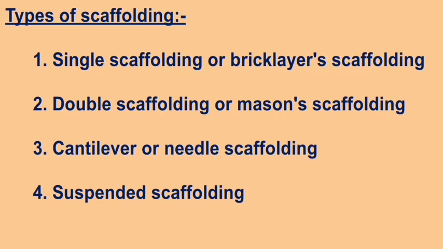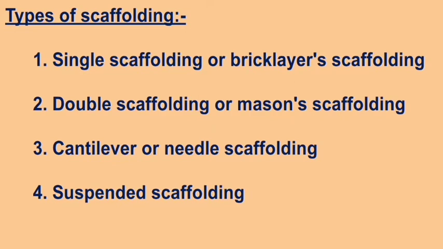Third one, cantilever or needle scaffolding. In this type of scaffolding, the general framework may be of single scaffolding type or of double scaffolding type. But the standards are supported by a series of needles or ties which are taken out at floor levels or through openings or through holes cut in the masonry.